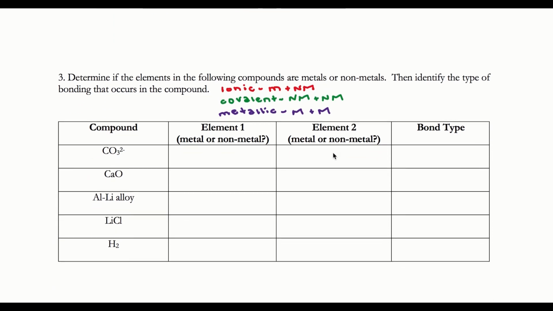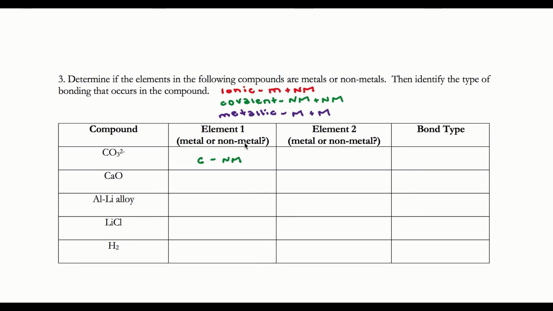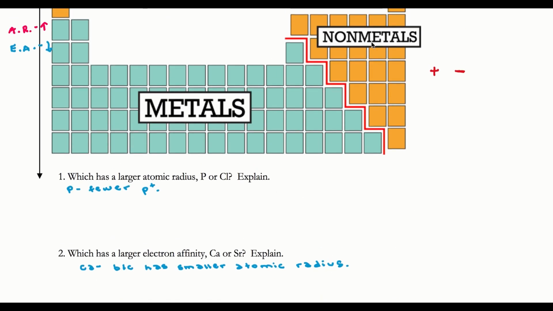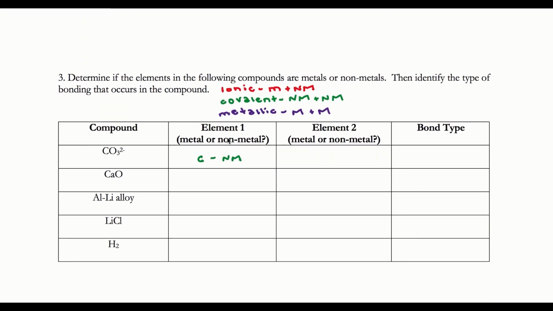Okay, so let's work on identifying these 5 compounds. So CO3 2-, this is carbonate. The first element is carbon, okay, and it is a nonmetal. Well, why is it a nonmetal? Because it is to the right, let me show you really quickly, it is to the right of my staircase. Oxygen is also a nonmetal because it's to the right of the staircase. So since you have 2 nonmetals, it's going to be a covalent bond.